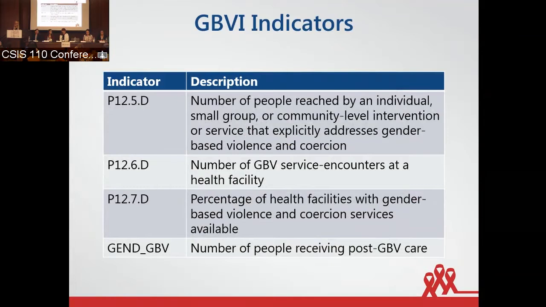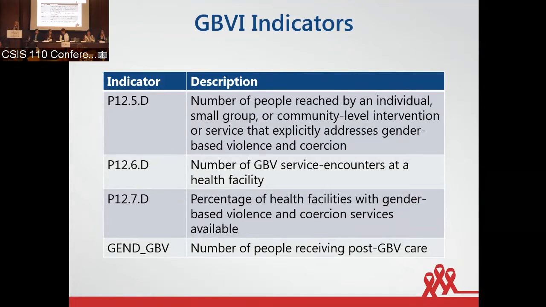So the GBVI indicators are presented here on this slide. There are 4 of them. The first is P12.5D, the number of people reached by an individual, small group, or community level intervention or service that explicitly addresses GBV and coercion. The second, P12.6D, is the number of GBV service encounters at a health facility. The third, P12.7D, is the percentage of health facilities with GBV and coercion services available. And the fourth is GEND-GBV, which is the number of people receiving post-GBV care.